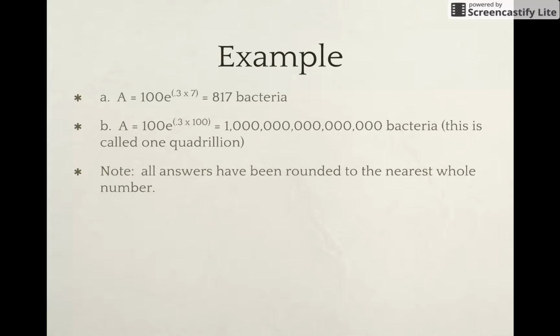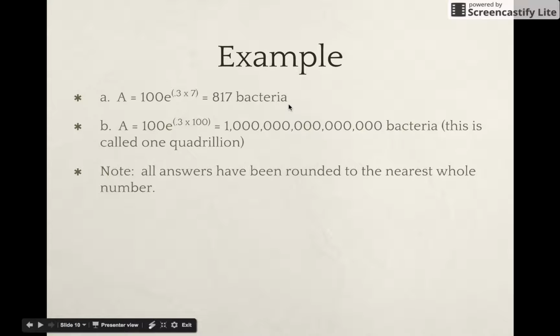Using the exponential model, we can plug in our values of 7 days and 100 days. Input this into our calculator. We get the following for part A. We would have 817 bacteria. And in part B, we put this into our calculator. We get what is called a quadrillion, 1 quadrillion bacteria. That's all answers here rounded to the nearest whole number.